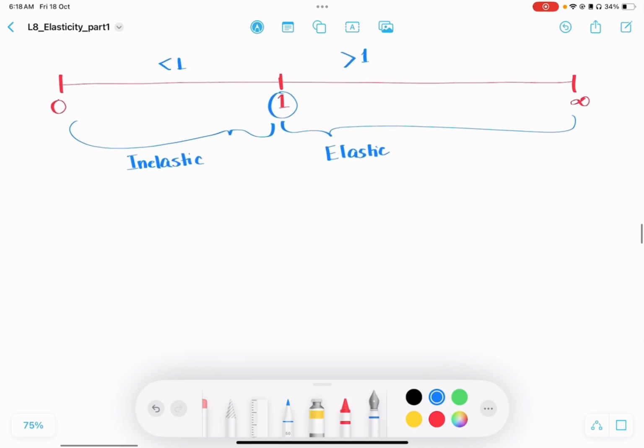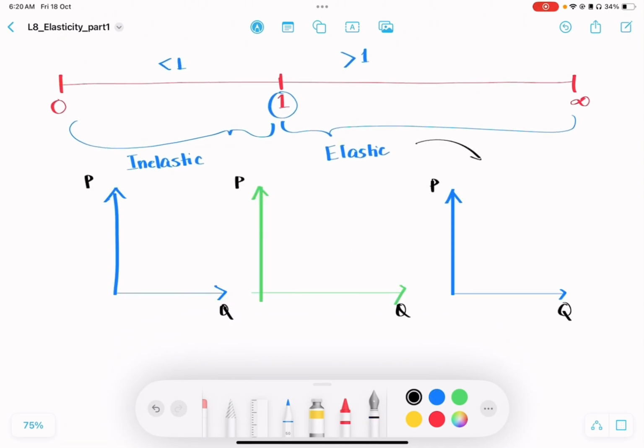So graphically, what does this mean? Well, when we say that something is elastic, what we mean is that the demand curve is flat. On the other hand, when we say that something is inelastic, the demand curve is very steep.